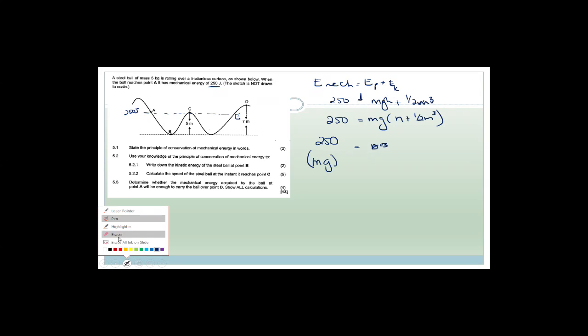We've got the mass, we've got the gravity. So we can go 250 is equal to mgh plus a half mv squared. So that's 250 divided by a lot of numbers. No, it's not, because they're different. So let me just erase this.